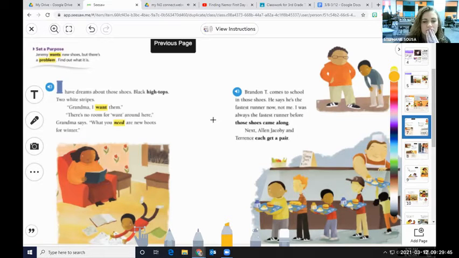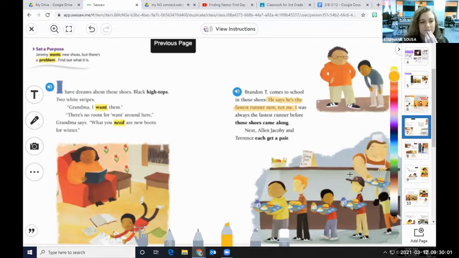Brandon T. comes to school in those shoes. He says he's the fastest runner now, not me. I was always the fastest runner before those shoes came along. Next, Alan Jacoby and Terrence each get a pair.